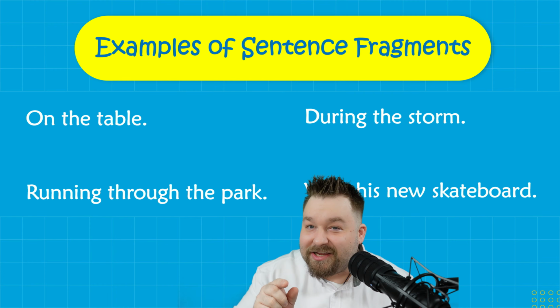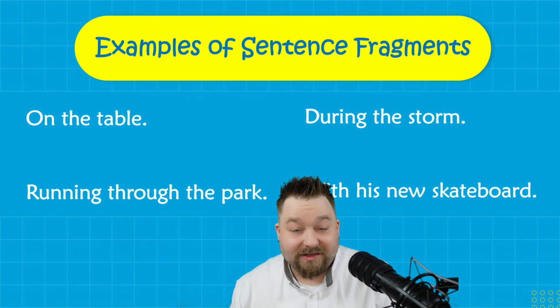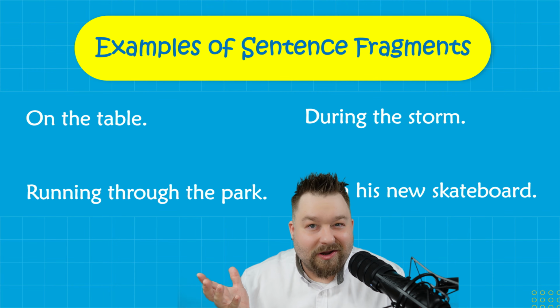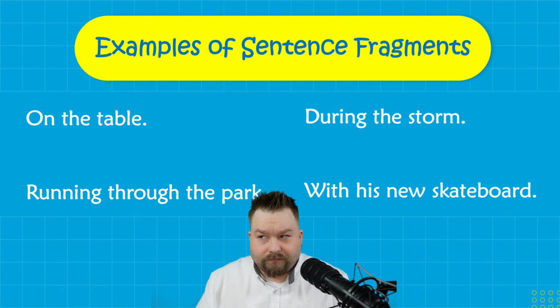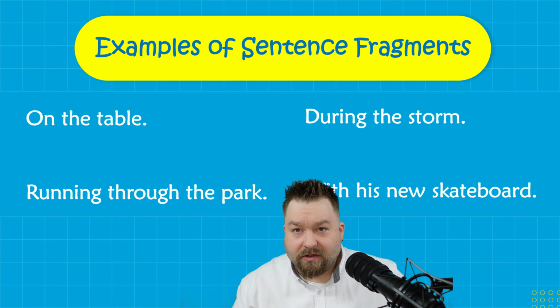Let's keep going. Let's take a look at some examples of sentence fragments, just so you can see how hard they are to understand. First one here. On the table. What? What's on the table? I don't understand. Number two. During the storm. Okay, what happened during the storm? The idea is missing, right? The information is missing. Running through the park. Who was running through the park? What was running through the park? Right? Something's missing.